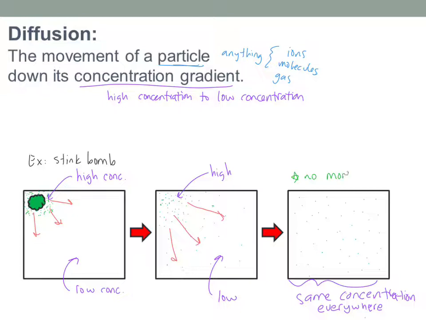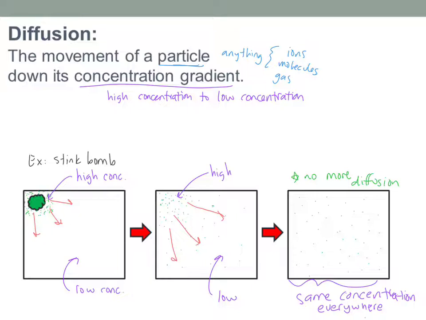So the idea here is that there's no more diffusion, because there's no longer a concentration gradient to move down. So diffusion is just the movement of a particle. It can be whatever. In this case, I picked a stinky gas, but it's when that particle moves down its concentration gradient. And by concentration gradient, we mean from high concentration to low concentration. That's what we're talking about.